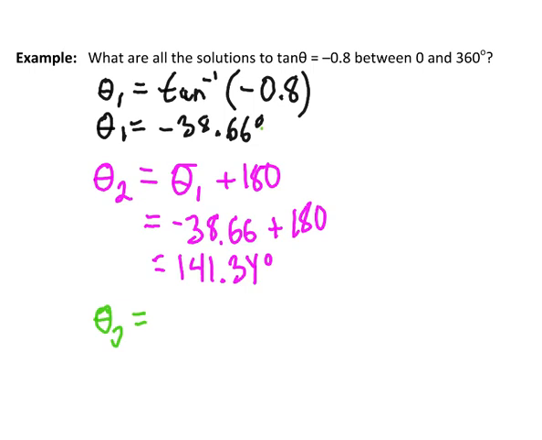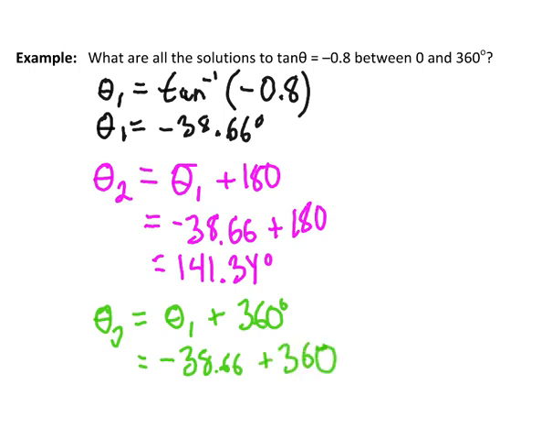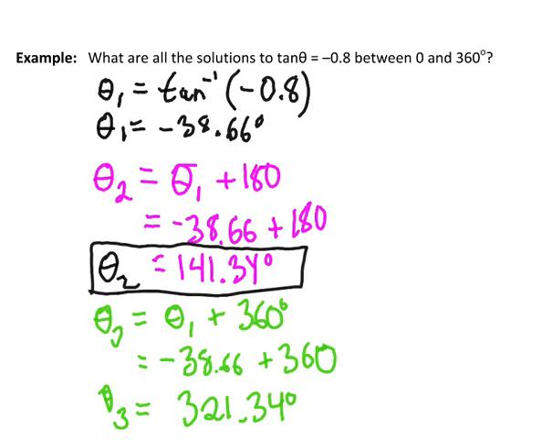And then finally for theta 3, I need to find a coterminal angle with theta 1, right? Because theta 1 was negative, I just need to find a way to get to that angle positively, which would be to take theta 1 and add 360 to it, find that coterminal angle. So take the negative 38.66 and add 360 to it, which should give you 321.34 degrees. And that is theta 3 there. So my two answers that we would go with here are the ones between 0 and 360. So that's theta 2 and theta 3.